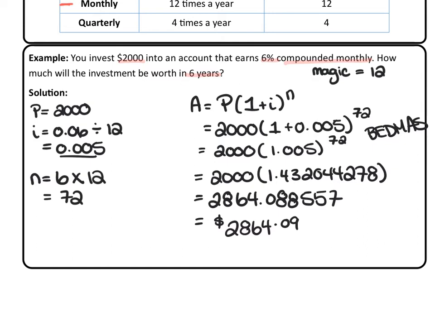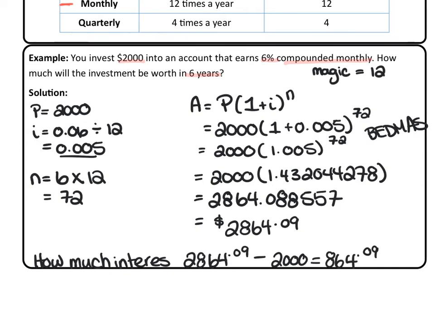Okay. If I was to ask you how much interest was earned? You can easily figure that out by doing the 2,864.09 minus what we started with, which was 2,000. And you see that over those 6 years, you earned $864.09.